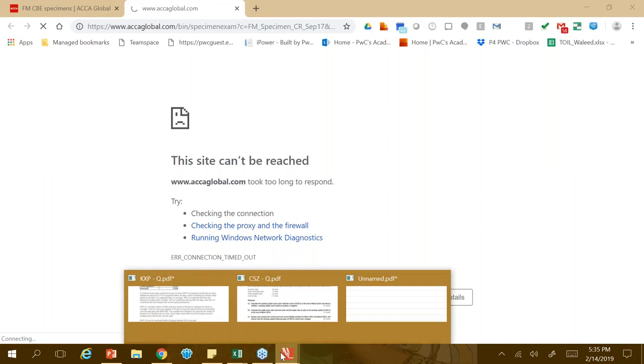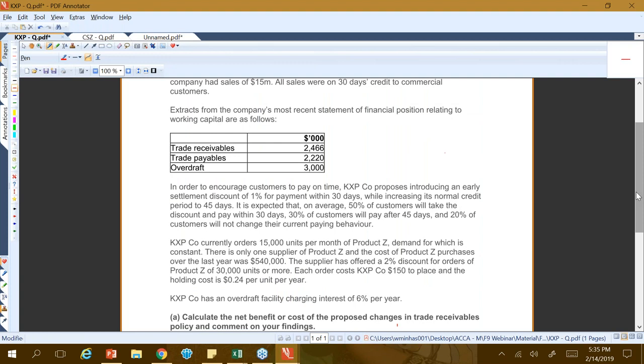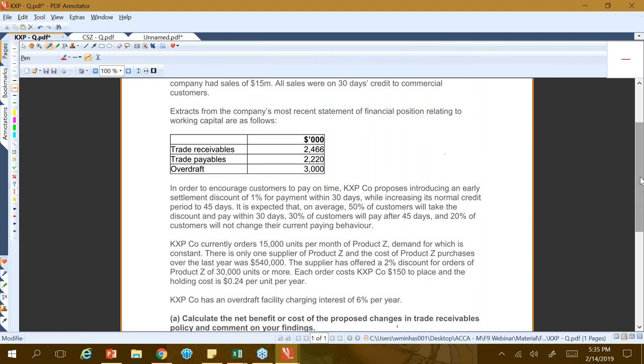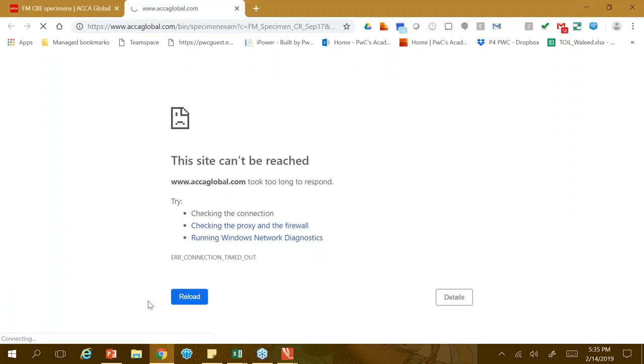So if you can go to extra constructed response questions, there's a question there called KXP. If you are not able to access that link, then it is already in the documents with this webinar, the KXP question. So we can just take it from there as well. I think the link is a bit down, so you can take the question from the documents with this webinar.